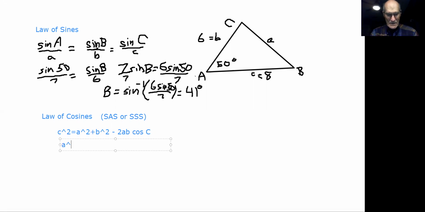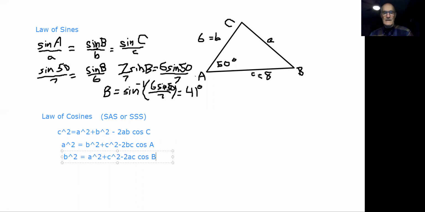So you can start with a squared equals b squared plus c squared minus 2bc cosine of angle A. And then a third way to write it would be with b squared equals a squared plus c squared minus 2ac times the cosine of B.